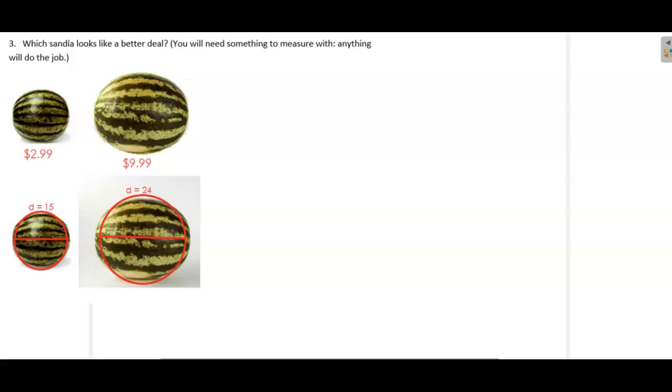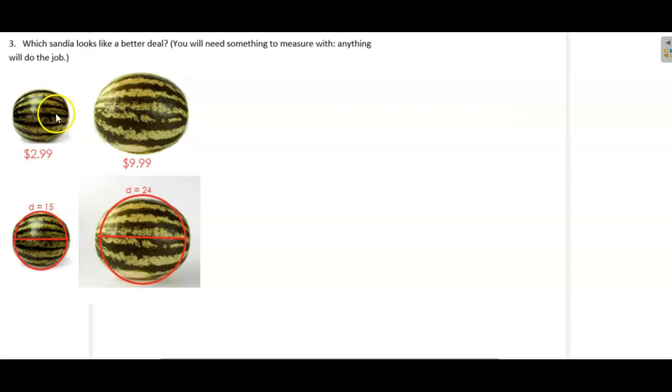Here's a problem on estimating volume and basically the price comparison with two similar items, different sizes. So this question asks which sandia looks like a better deal. And on this problem you don't need a ruler, but you need something to measure with, whether it's just a piece of lined paper. You could just use the lines on the paper or anything.